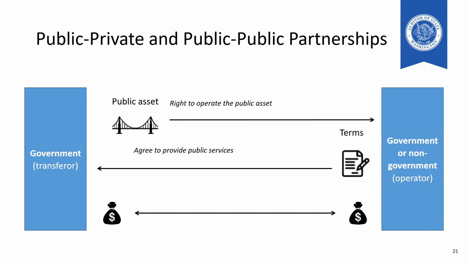You can think of the transferor like a lessor. They own the public asset and they're letting the operator use it for a fee. You can think of the operator like a lessee. They're paying to use that government's public asset. The main difference between this and a lease is that the operator also now has to provide a public service.